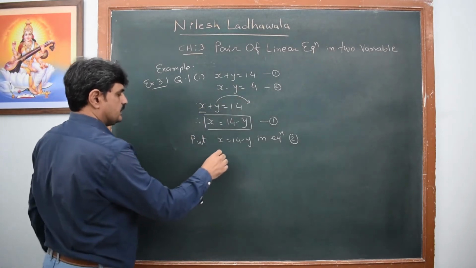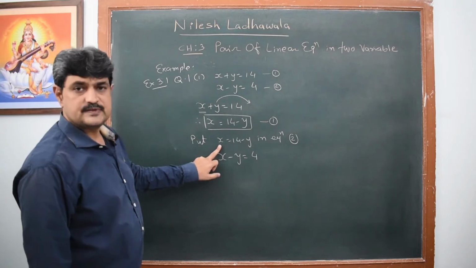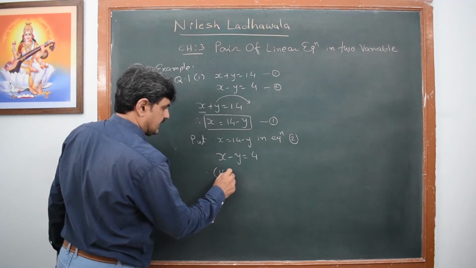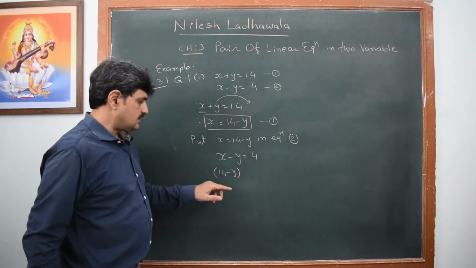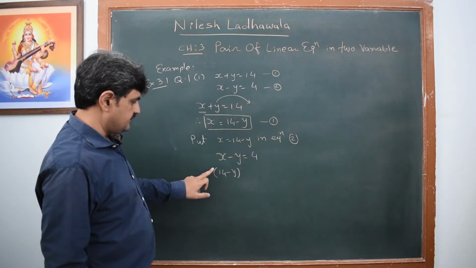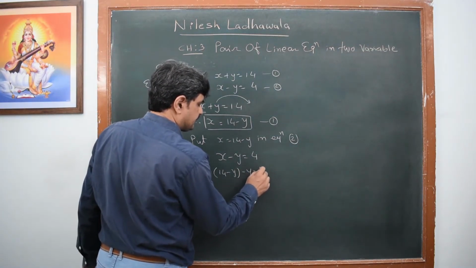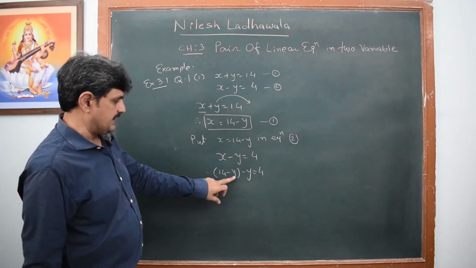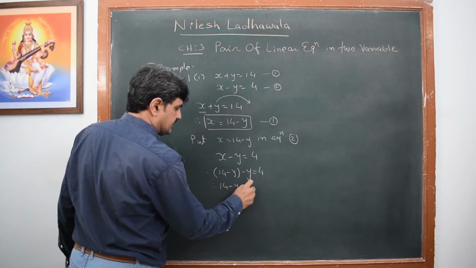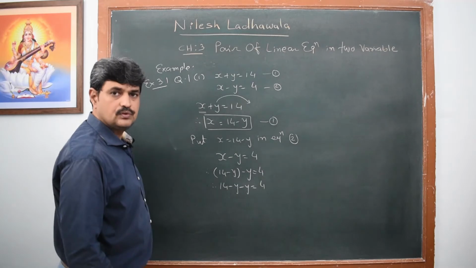You have to write the equation which is x minus y is equal to 4. You have to substitute the value of x in bracket. So you should write it in bracket. Here there will be no impact of doing bracket, but in other sums, if you have a coefficient 2 or 3, then it will have an impact. So now I have substituted 14 minus y as x. Now if I simplify it, I will have 14 minus y minus y is equal to 4.